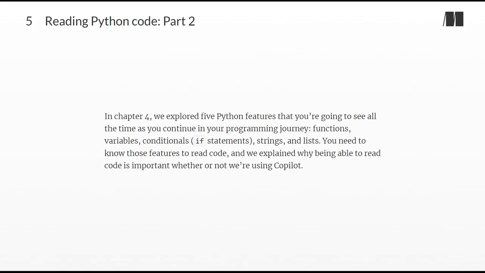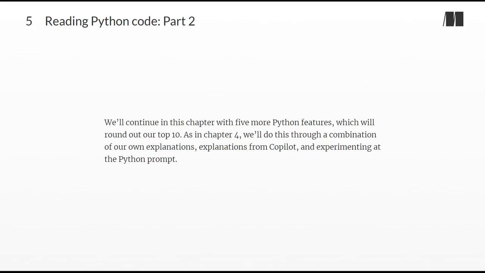as you continue in your programming journey. Functions, variables, conditionals, if statements, strings, and lists. You need to know those features to read code, and we explained why being able to read code is important whether or not we're using Copilot. We'll continue in this chapter with 5 more Python features, which will round out our top 10.